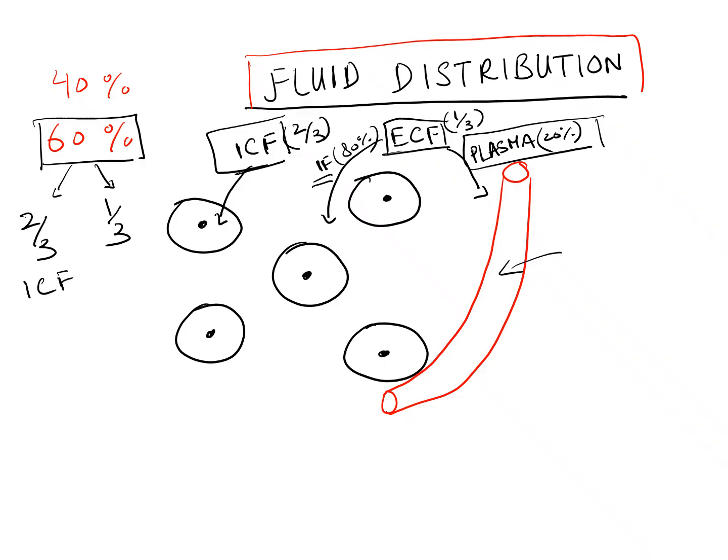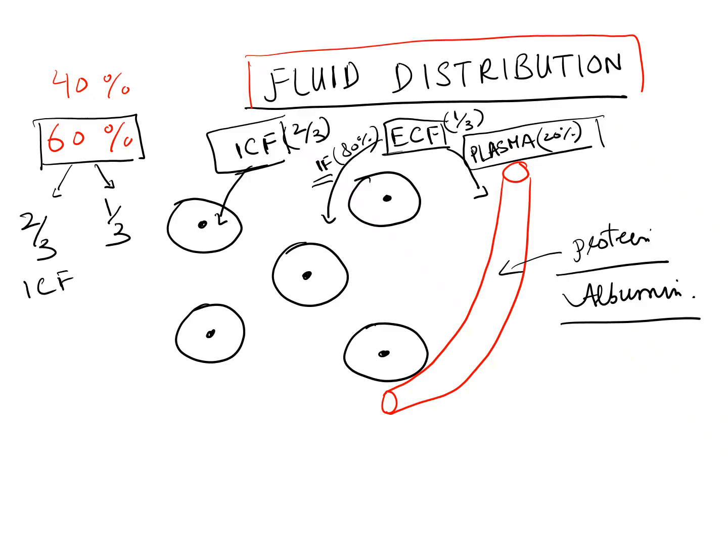Plasma has a lot of protein, and one of the major proteins in the plasma is called albumin. So this is the distribution of fluid in the body.